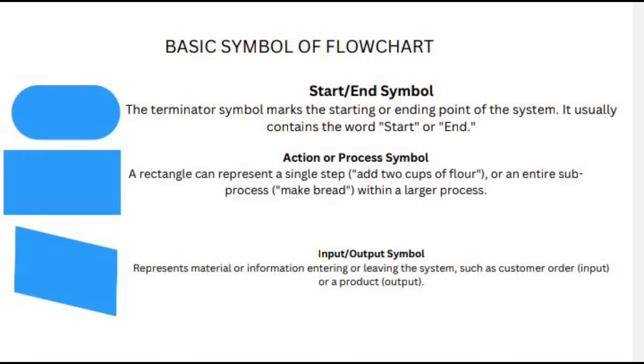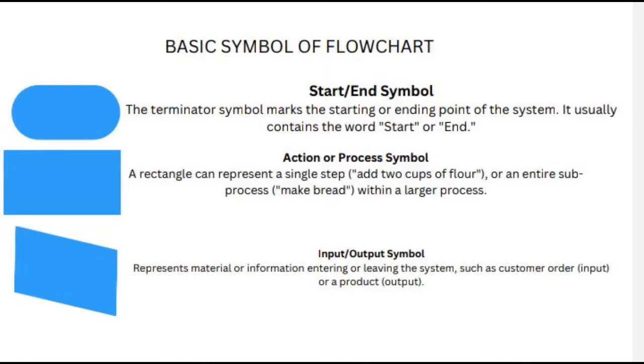Ikaduha is action or process symbol. A rectangle can represent a single step, add 2 cups of flour, or an entire sub-process, make bread, within a larger process. Ikatulo is input-output symbol.